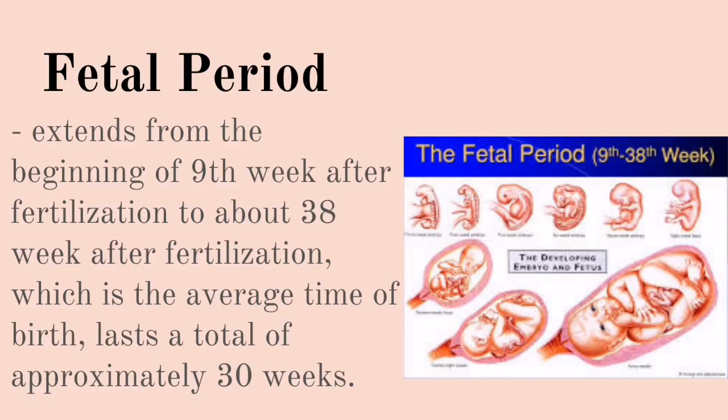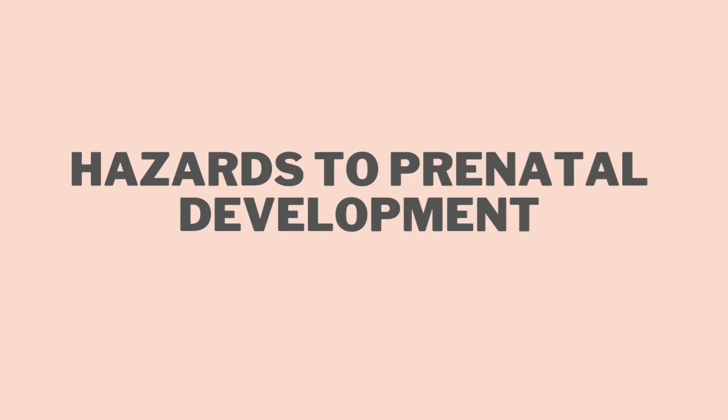The third stage of prenatal development, the fetal period, extends from the beginning of the 9th week after fertilization to about 38 weeks after fertilization, which is the average time of birth. It lasts a total of approximately 30 weeks. Teratogens are agents from the environment that can cause harm to the developing fetus. Let's go to the hazards to prenatal development.